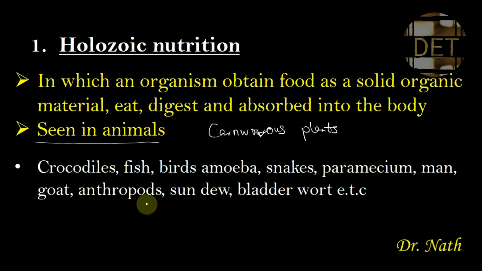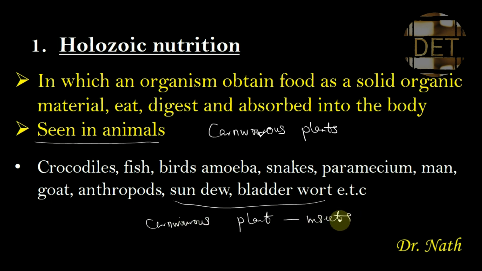man, goat, arthropods, sundew, bladderwort. So the sundew and the bladderwort are examples of plants. They are examples of carnivorous plants. And they feed on insects. They obtain the insects as solid organic material. They eat it, digest it, and absorb it into their body. And the reason they do this is to compensate for the loss of nitrogen in their body.